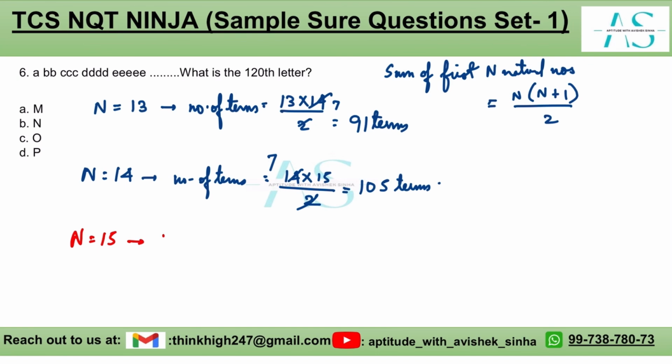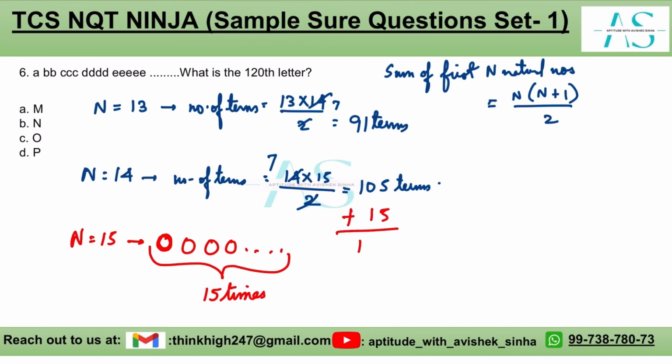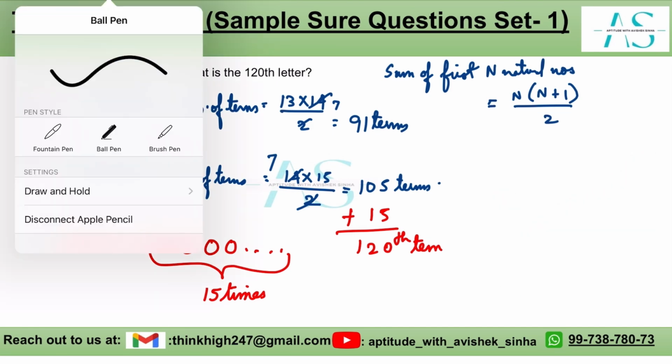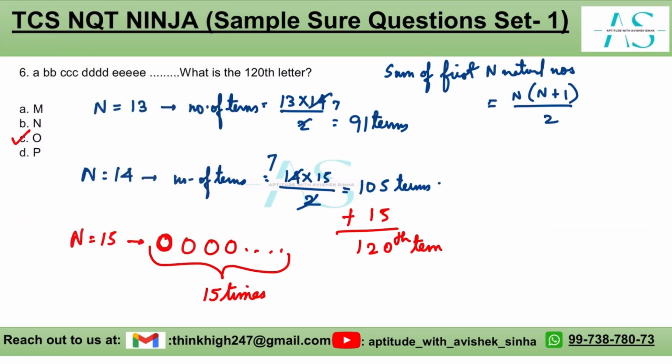and n equivalent to 15 is simply O. Now, how many times will O be contained? O will be contained 15 times. So if we add 15 to this, it would be 120. So exactly the 120th term, or any term from 106, 107, 108 going up to the 120th term, any of these terms is an O. So option C is our correct fit here.